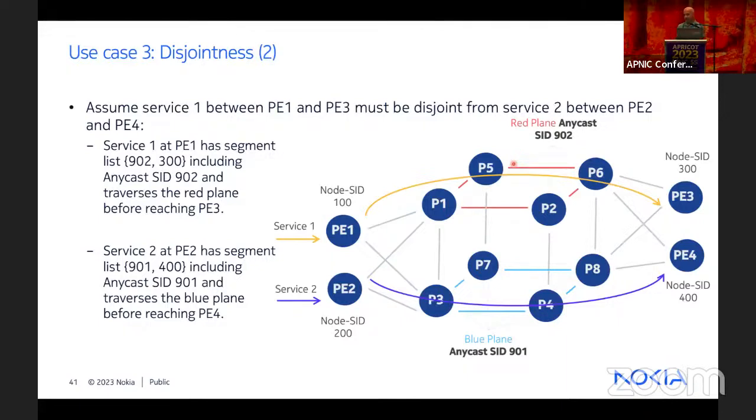So there has to be a physical path. Segment routing cannot do anything if there's no physical path. Right, does that make sense? So it's an easy way. I think it's a very easy way of steering traffic.